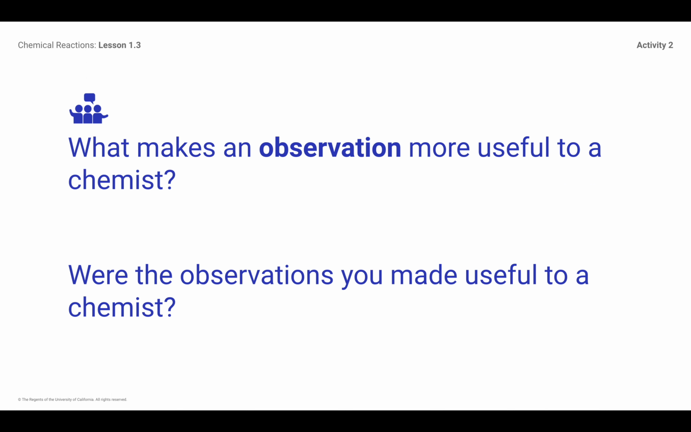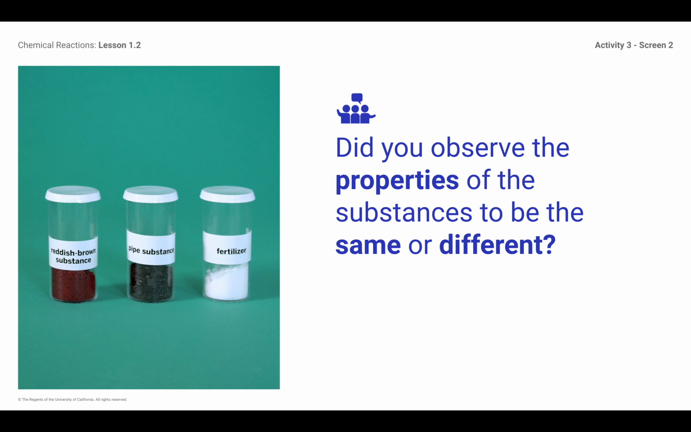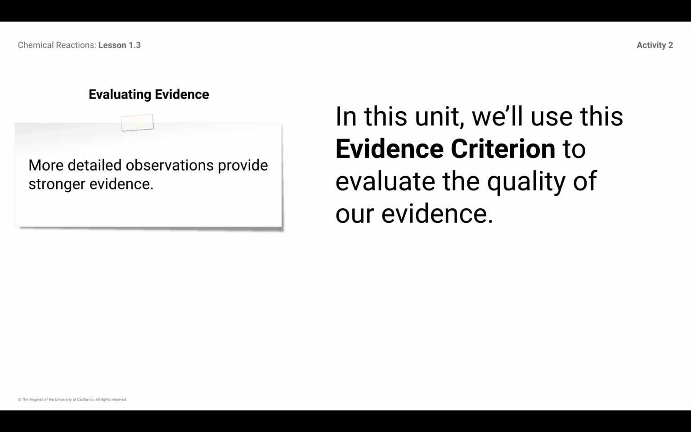But then we kind of talked about what makes observation more useful to a chemist. Specifically, we were looking to see if these substances were the same or if they're different. And here's the thing, a lot of times the kids were saying, well, they're different because they're different color. But when we really talked about it, we could see that they had many different properties. And so that's why it was easy for us to determine that these were different substances.